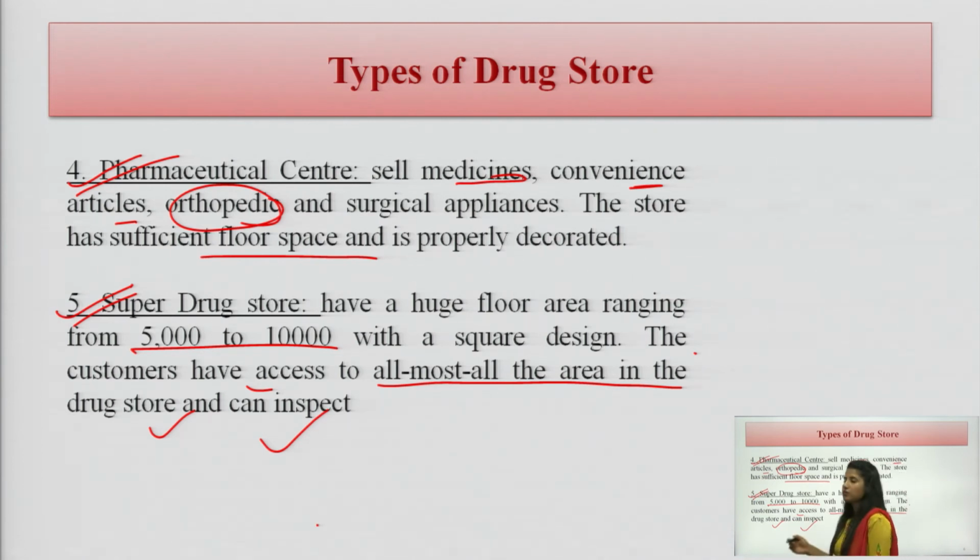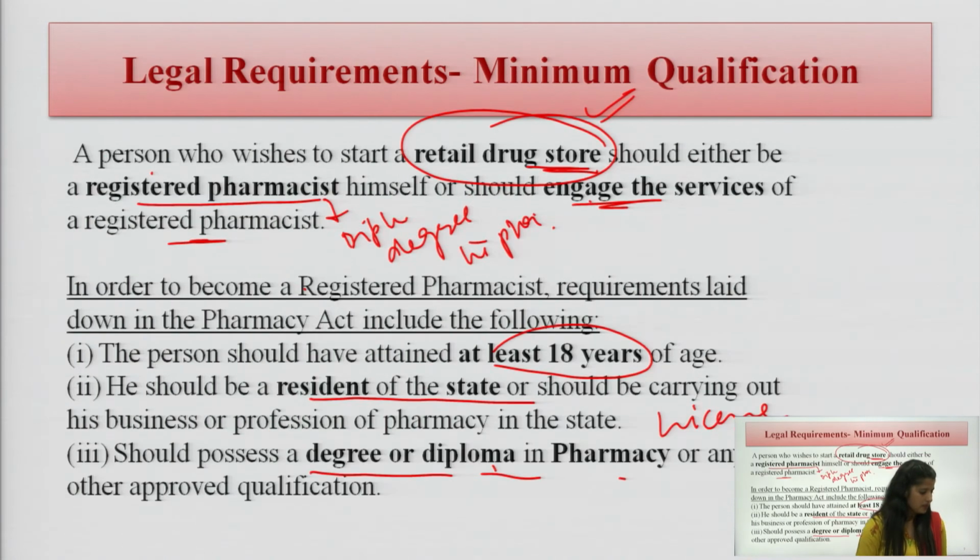Another, we discussed the super drug store. The area is very large, between 5,000 to 10,000, and they are dealing with many products. The customers have access to all of the products. They can go and inspect the products. So, this is all about the types of drug stores.